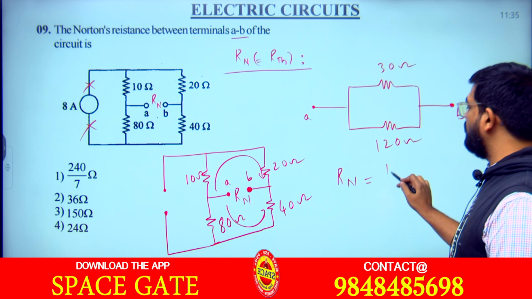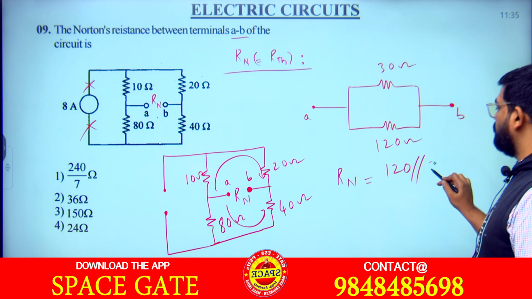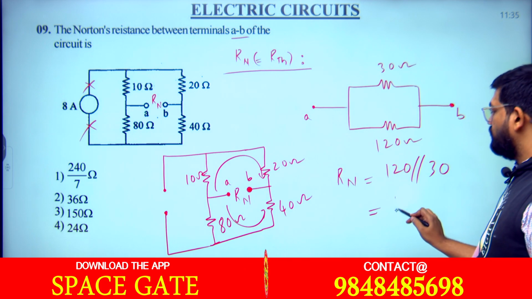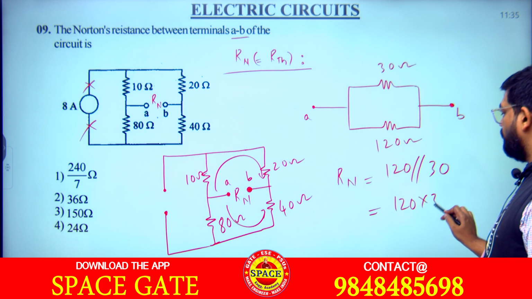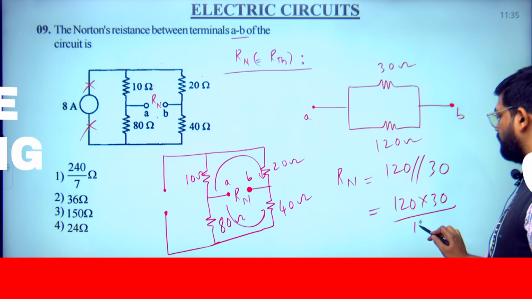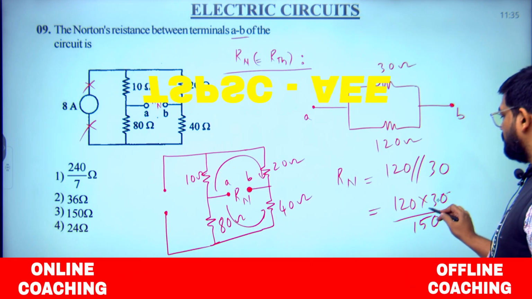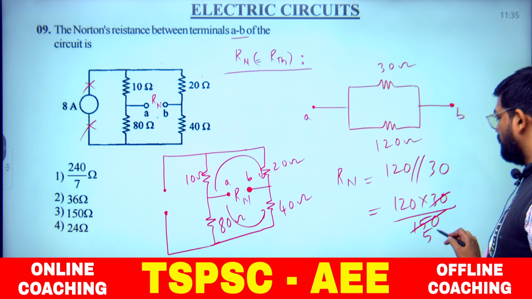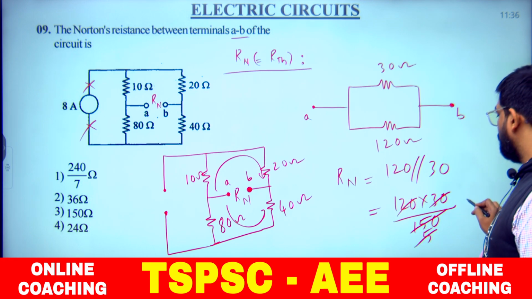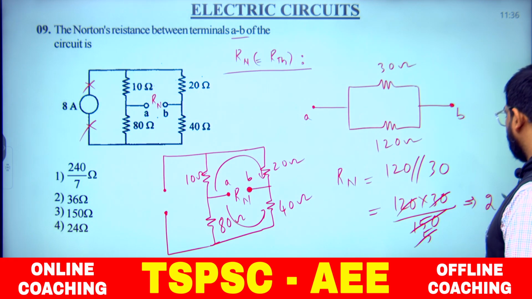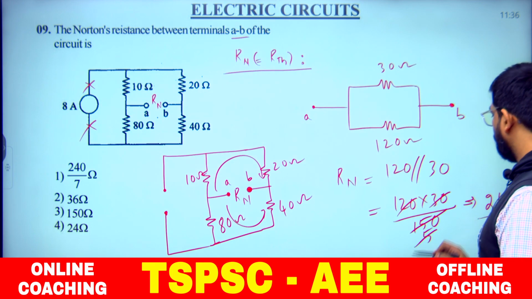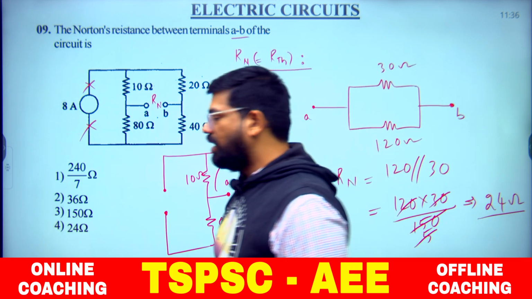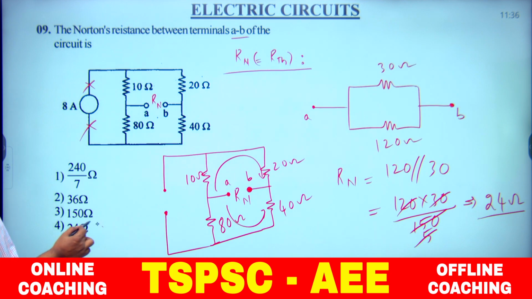So how much do we get? 120 is in parallel with 30, right? So 120 into 30 by 120 plus 30 means 150. So how much do we get? 30 means 5 times, 5 into 24 times? The result will be 24. So 24 ohms is the Norton's resistance. Where is it matching? The fourth option is our right answer.